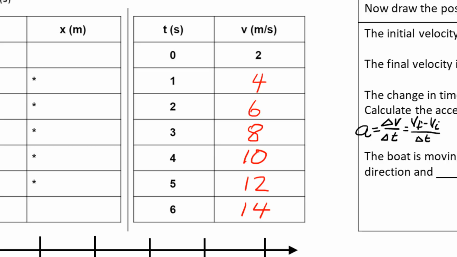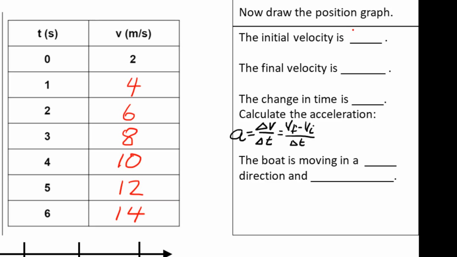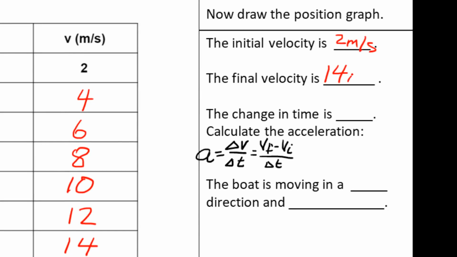So let me transfer the information here. My initial velocity is, we're not at rest. We're actually moving at 2 meters per second at a time of 0 seconds. So our initial velocity is 2 meters per second. Our final velocity, we can see after 6 seconds, is 14 meters per second. And the change of time from 0 to 6 seconds is 6 seconds. Now we'll look at the acceleration.